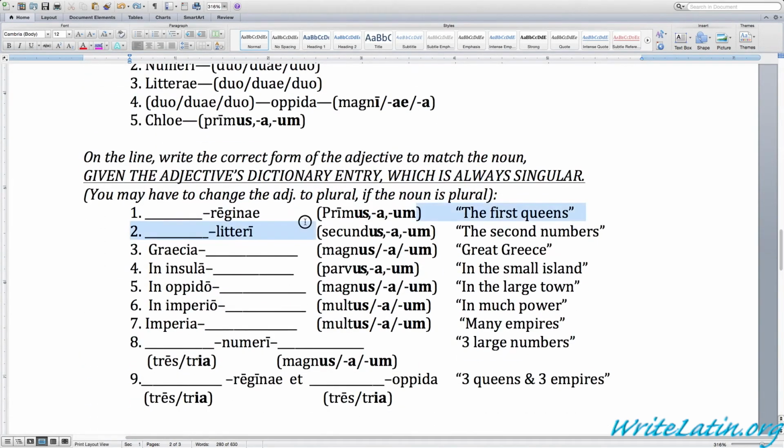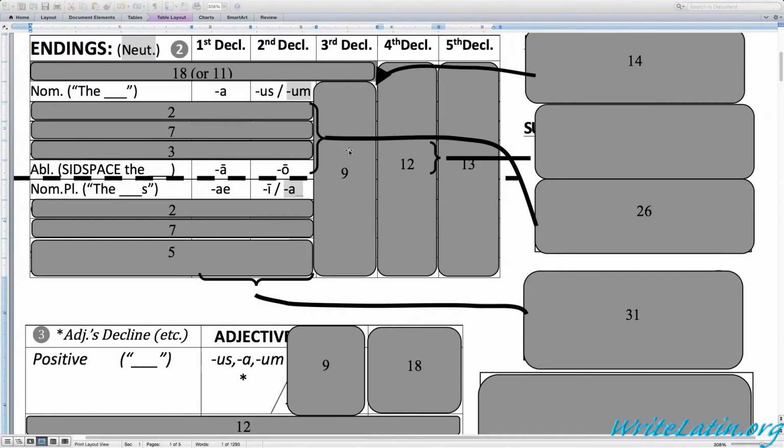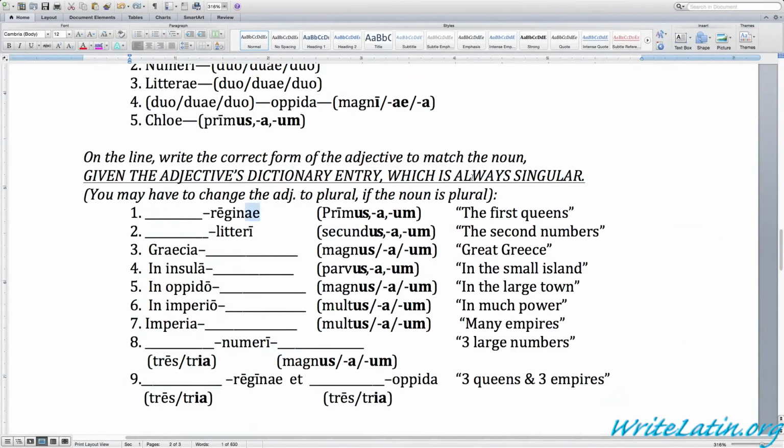I'm going to give you the dictionary entry, which is always singular. But you might have a noun which is plural. So, going back to your charts, even though I give you the singular nominative up here, you might have to modify it and make it the plural ending which matches it. So even though "a" is written, you might have to make it "ae." Of course, you might also have to make it "ā," which is ablative singular. So it can be any case or number.